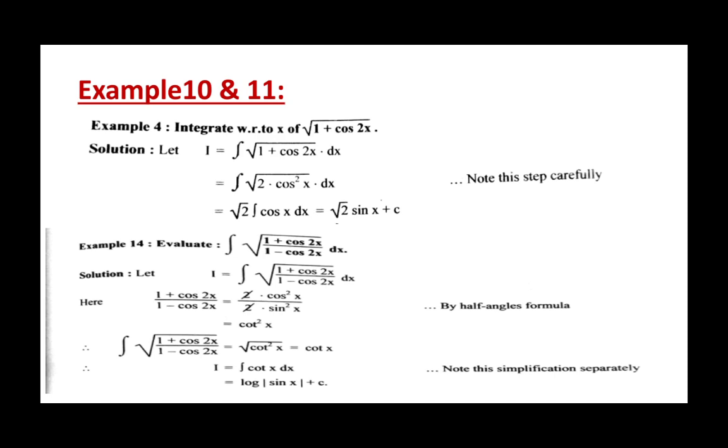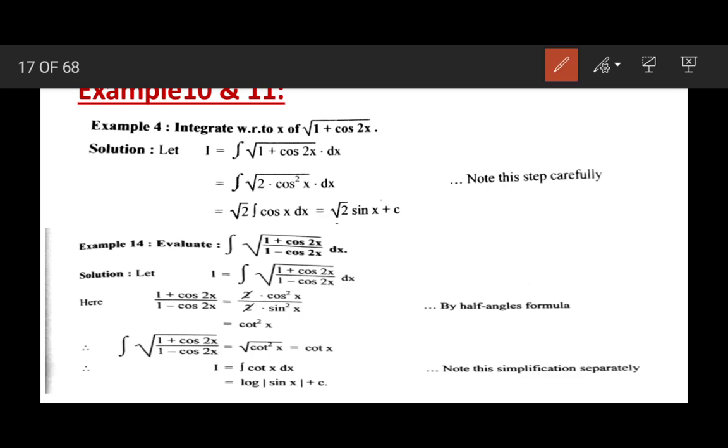Then see some more examples. Integral of root of (1 plus cos 2x). So 1 plus cos 2x can be written as 2 cos square x. So root 2 is a constant term, then root of cos square x is cos x, and integral of cos x is sin x. So root 2 sin x plus c.